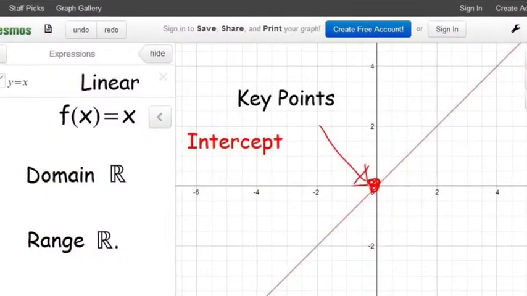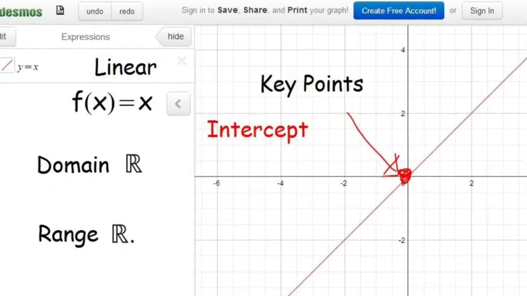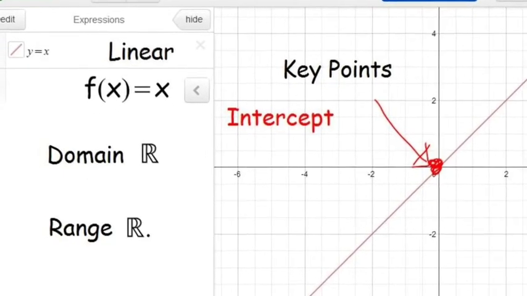Now, as you can see, the domain and the range are both all reals because any number can be plugged in for x, and thus any number can come back out again.